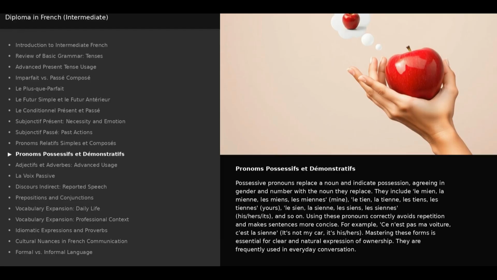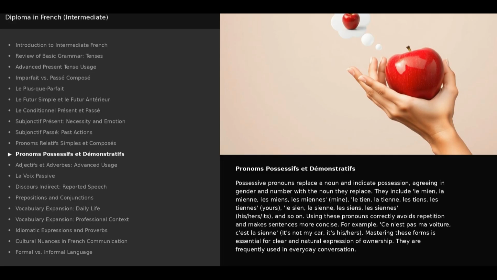Pronoms possessifs et démonstratifs. Possessive pronouns replace a noun and indicate possession, agreeing in gender and number with the noun they replace. They include le mien, la mienne, les miens, les miennes, mine, le tien, la tienne, les tiens, les tiennes, yours, le sien, la sienne, les siens, les siennes, his, hers, its, and so on.